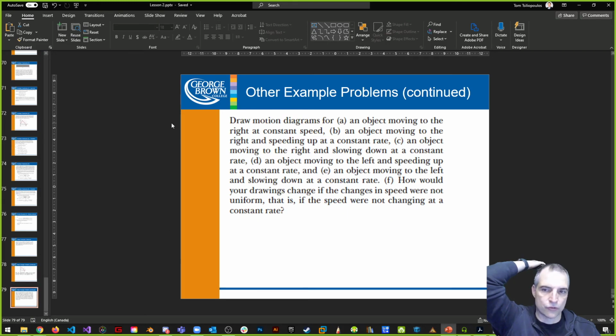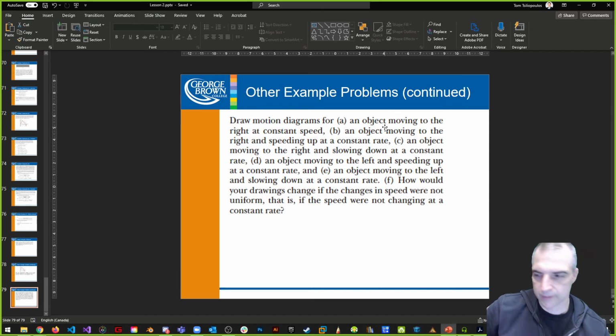And finally, draw motion diagrams, so little arrows, as an example, of an object moving to the right at a constant speed, an object moving to the right speeding up at a constant rate, so some kind of acceleration, and an object moving to the right slowing down at a constant rate. So similar to what we did above. So some examples of some practice ideas.